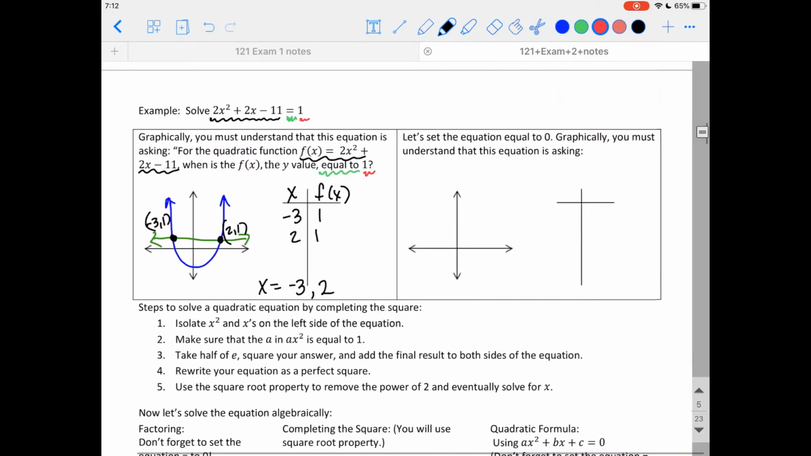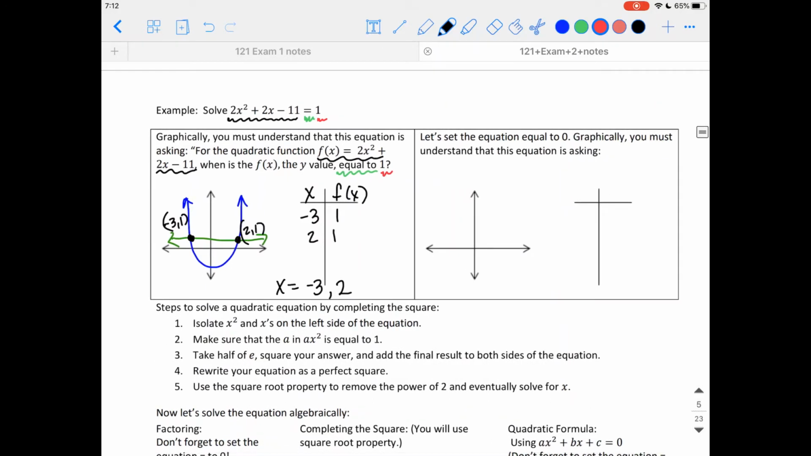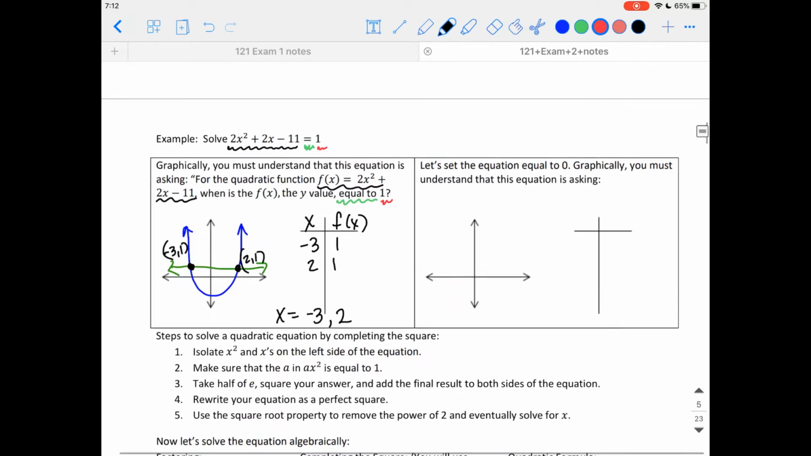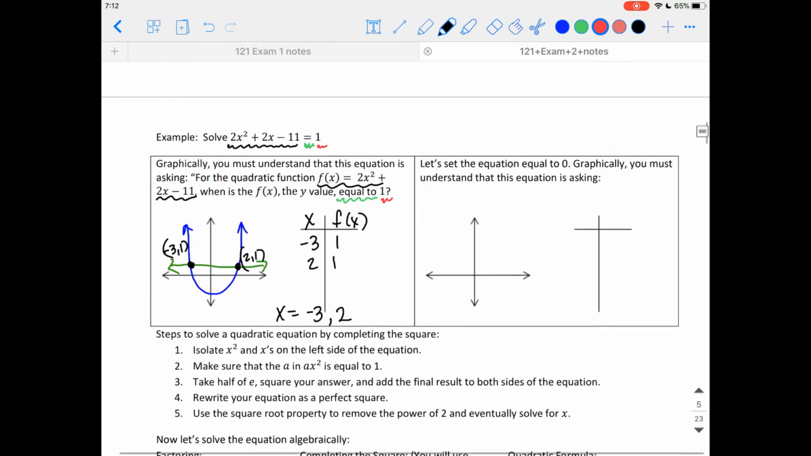Now, let's set the equation equal to 0. So graphically, all right, let's set the equation first. We're going to rewrite the equation: 2x squared plus 2x minus 11 is equal to 1. If I'm going to want to set it equal to 0, I can't just erase the 1 on the right hand side. I need to get rid of it. To get rid of it, I'm going to subtract 1 from both sides.